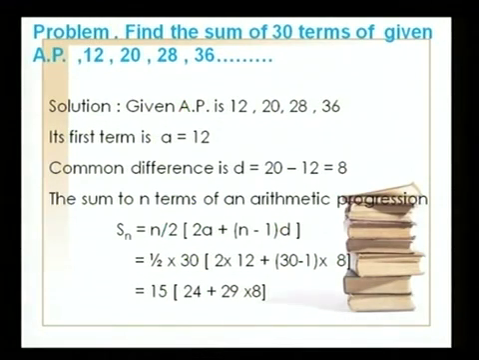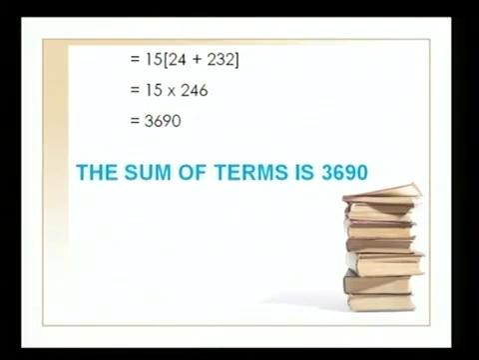And this is the example for the sum of nth terms. Given AP is equal to 12, 20, 28, 36 and so on. The first term is 12 with common difference 20 minus 12, which is 8. So, the sum of an arithmetic progression, as we know, Sn is equal to n by 2 into 2a plus n minus 1 into d. We have to substitute the values. So, the sum of that progression is 3690.